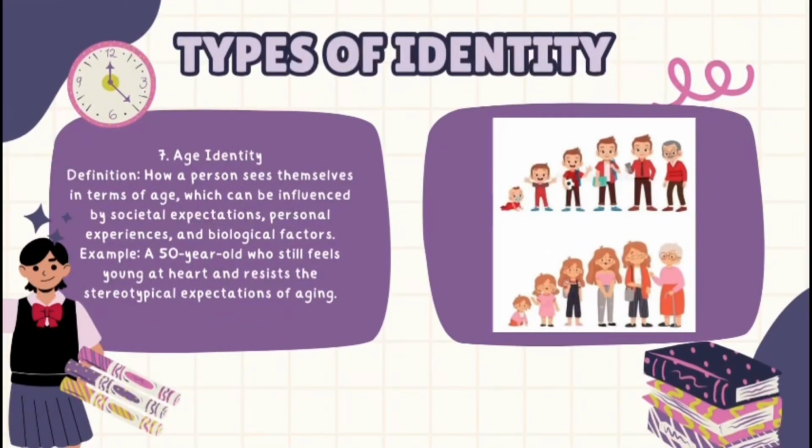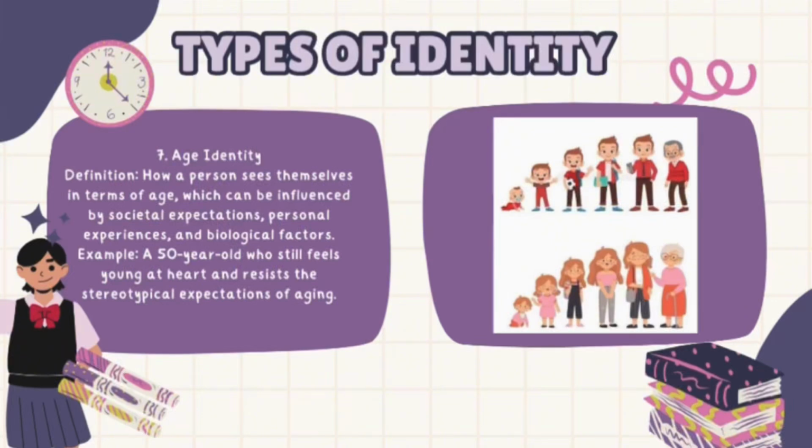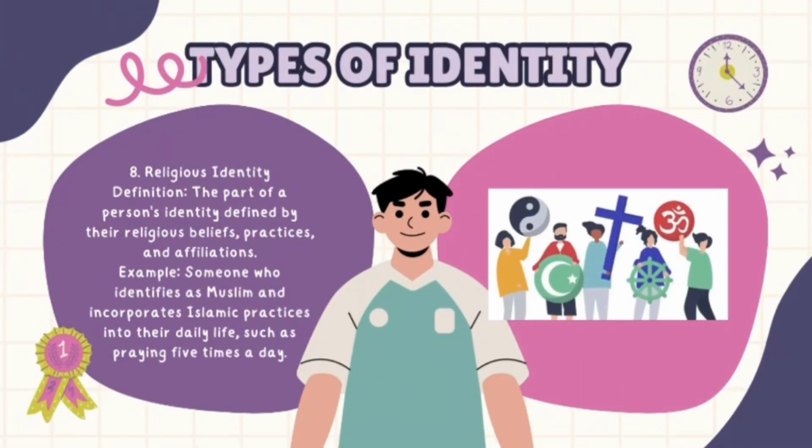Next, age identity is the way a person identifies in relation to their age and societal expectations surrounding it. For example, a 50-year-old who still feels young at heart and resists the stereotypical expectations of aging. Religious identity is identity formed by religious beliefs and practices. For example, someone who identifies as Muslim and incorporates Islamic practices into their daily life, such as praying 5 times a day.